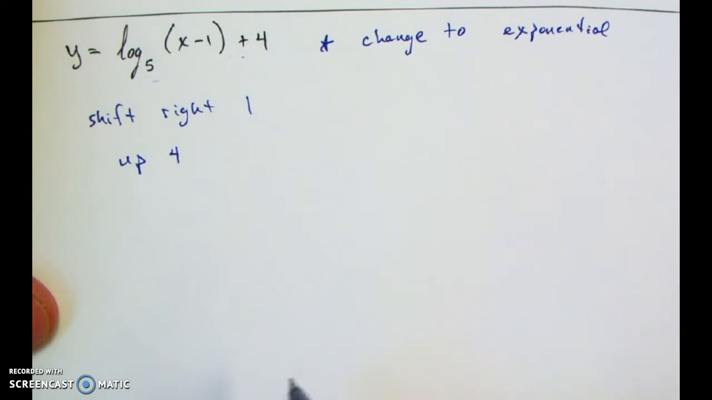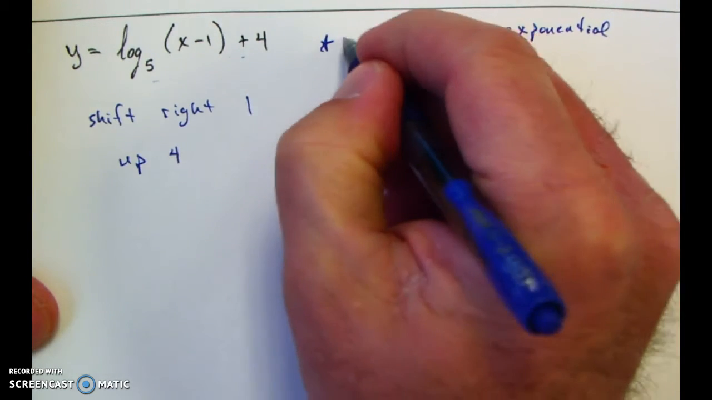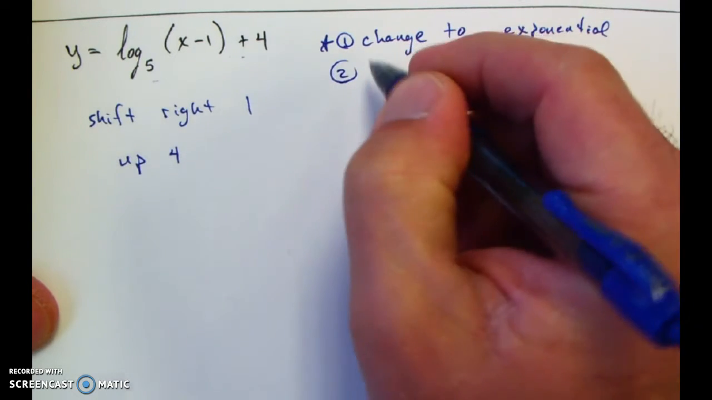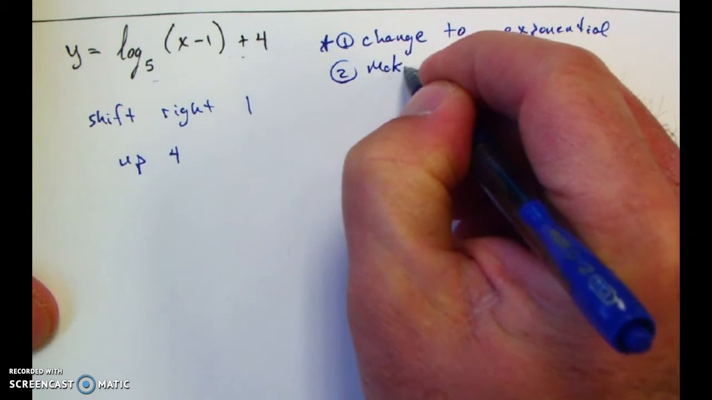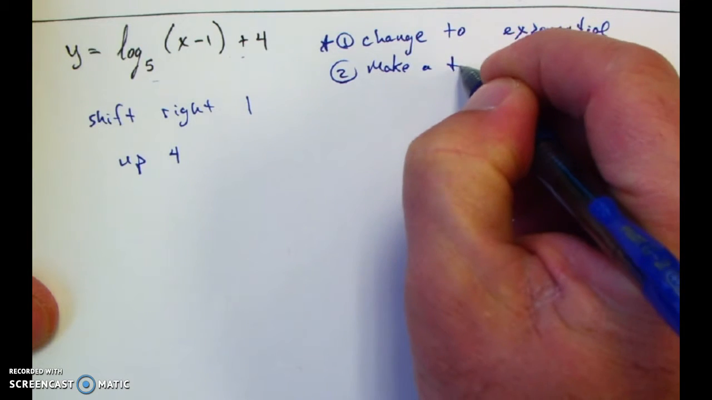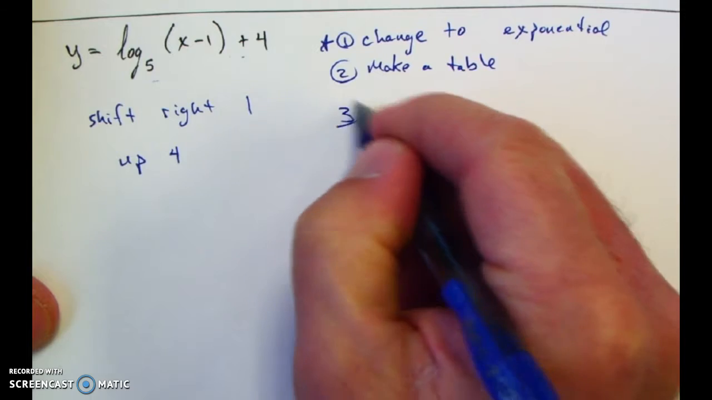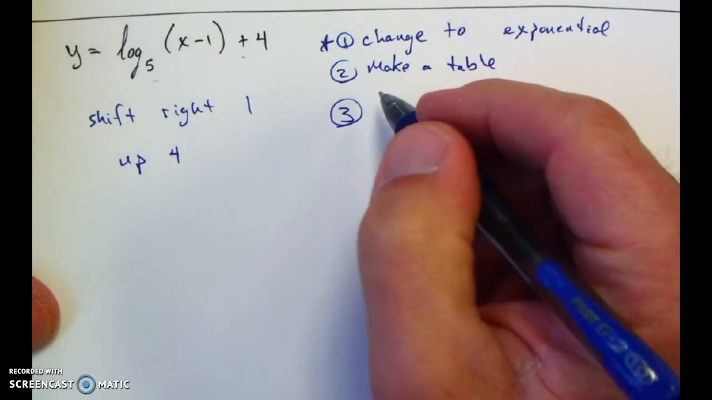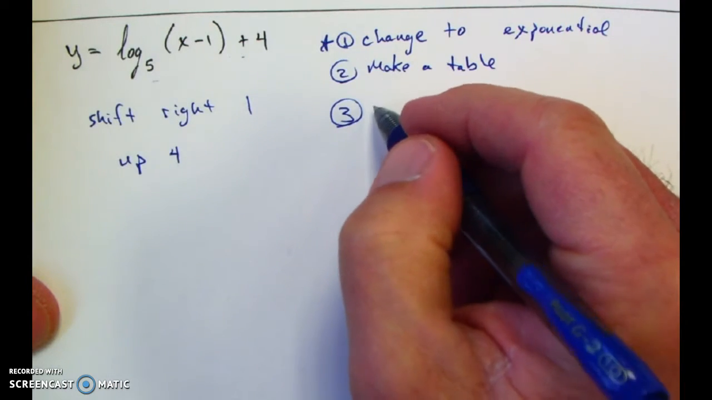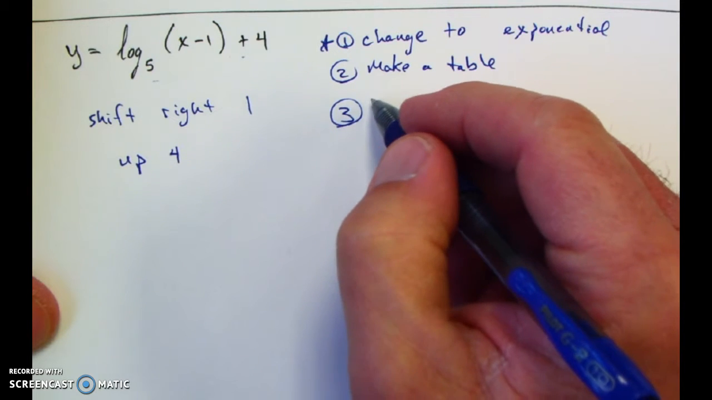We're going to change this to exponential, and that's going to be step number 1. Step 2, we're going to make a table. And then, because we're actually graphing the logarithm, we're going to flip our x and y to get back to our original.